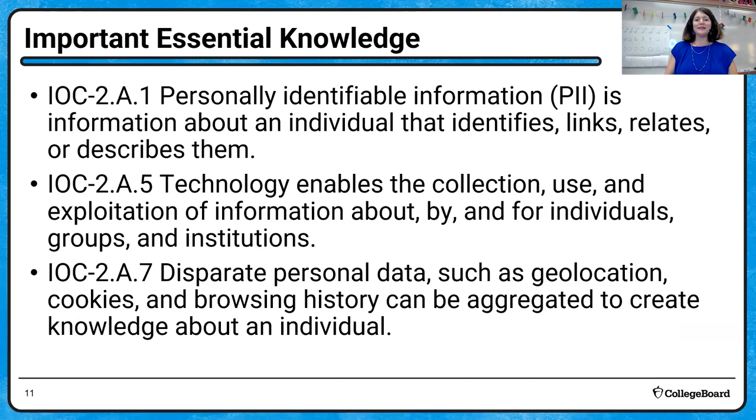Some more important essential knowledge. Personally identifiable information, PII, is information about an individual that identifies, links, relates, or describes them. So it's important that you are not releasing a ton of personally identifiable information online. While we are probably using our phone for various apps and various social media, it's important that you track where you have released your personally identifiable information and exactly what that is. Everything from your birth date to obviously your social security number, but also even your zip code.